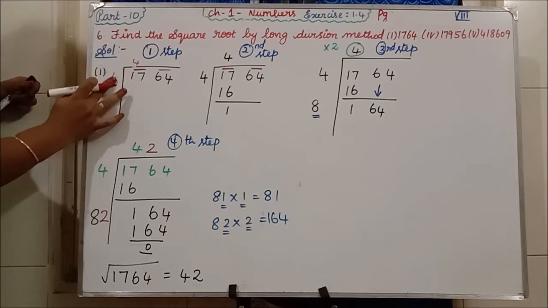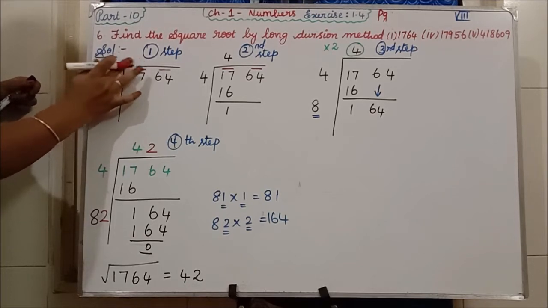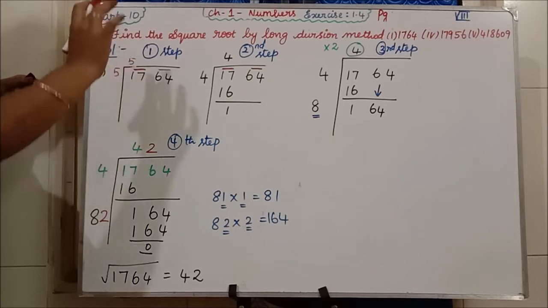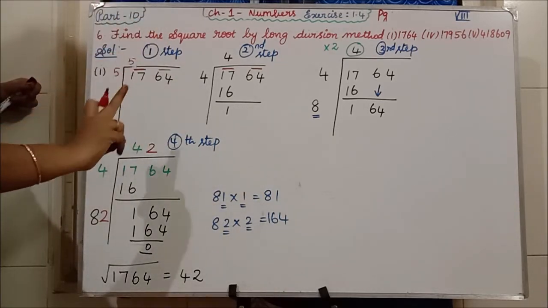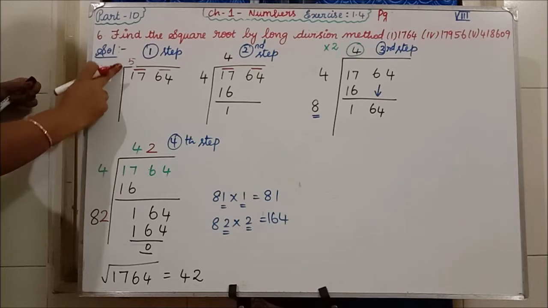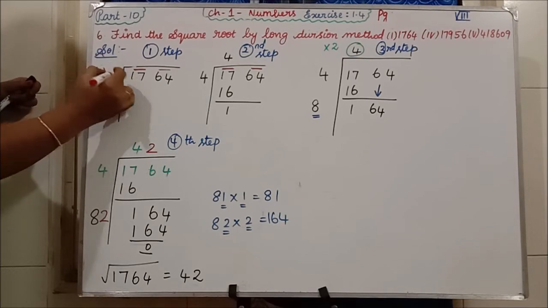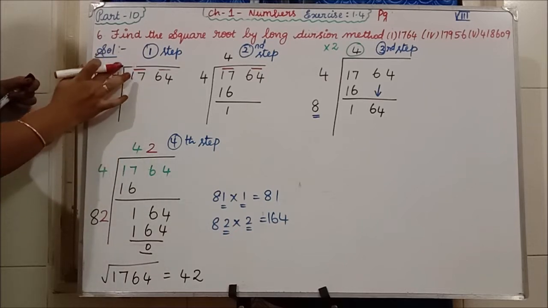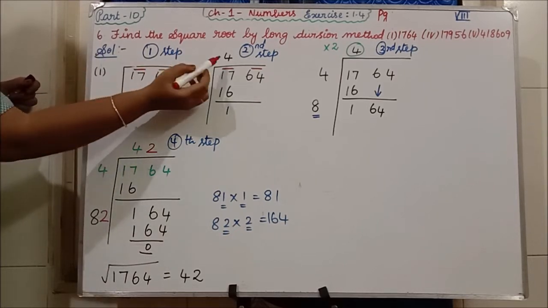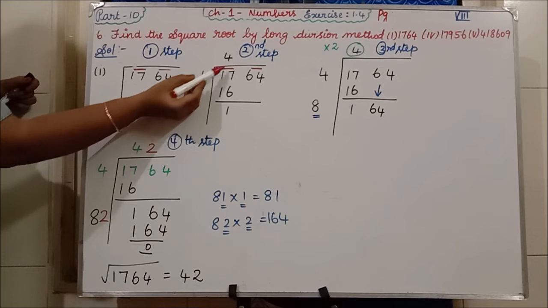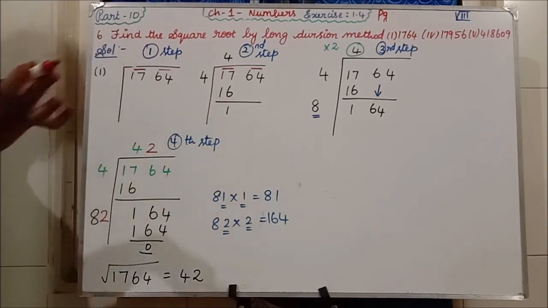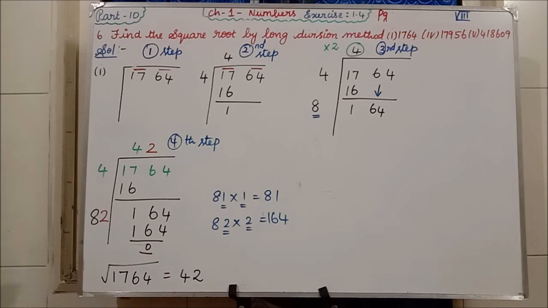Anyhow, we will check with 5 5. If I put 5 5s here, they are 25. It is exceeding, so you should not put 5. What you have to put? 4 4s. That only is coming near to 17. Clear? So the second step is, you write 4 here and 4 here. 4 4s are 16. 17 minus 16 is 1. That is the second step we have to do.